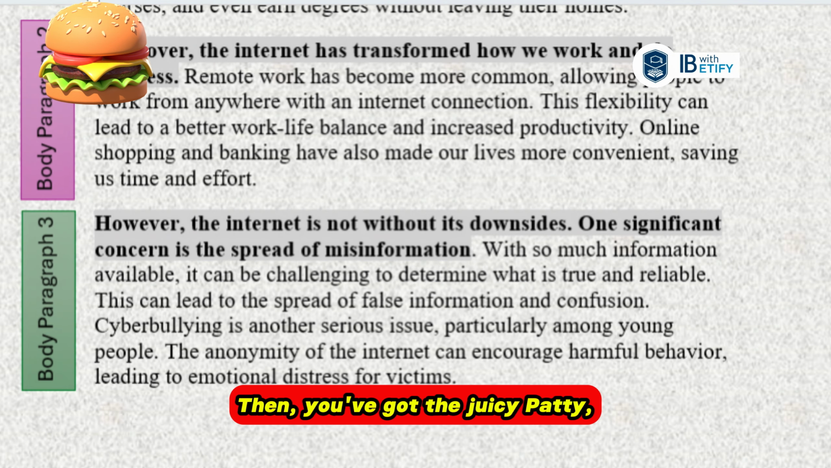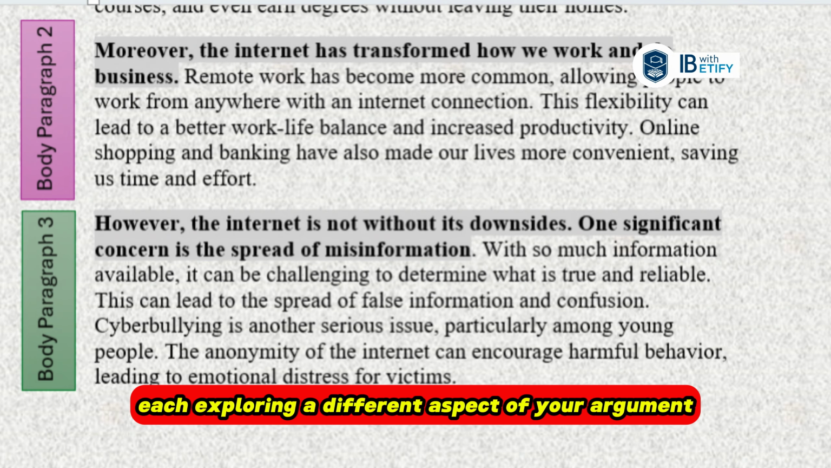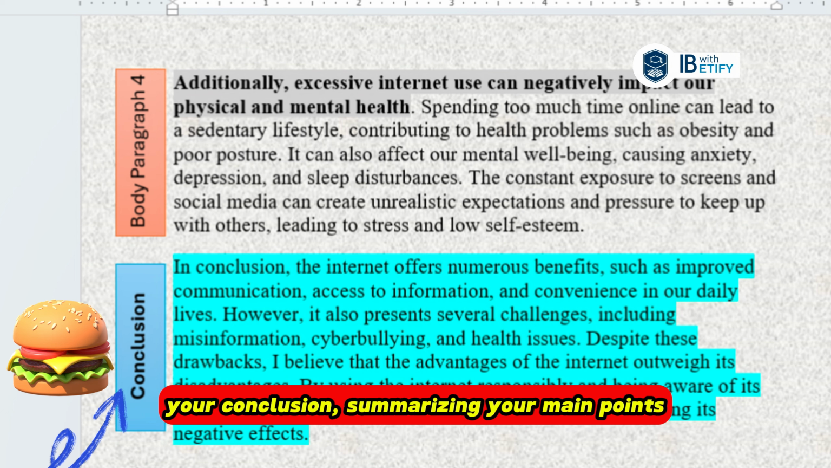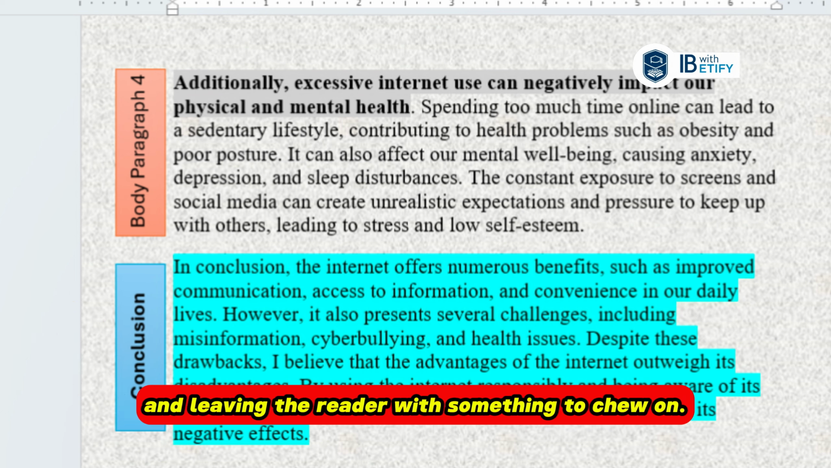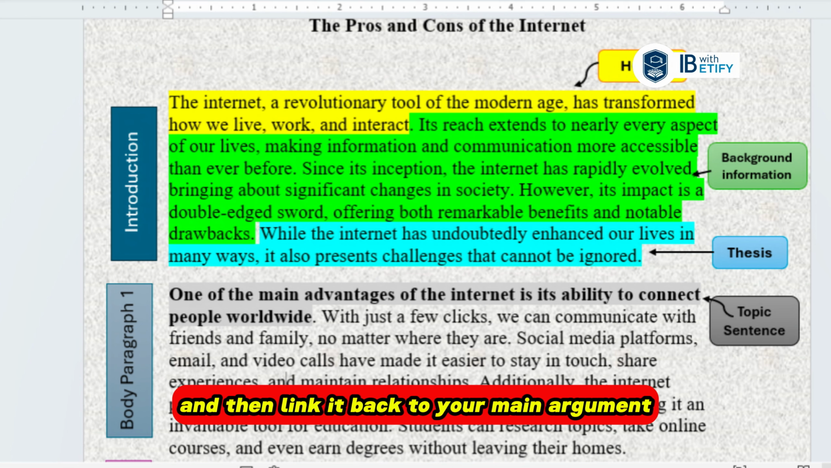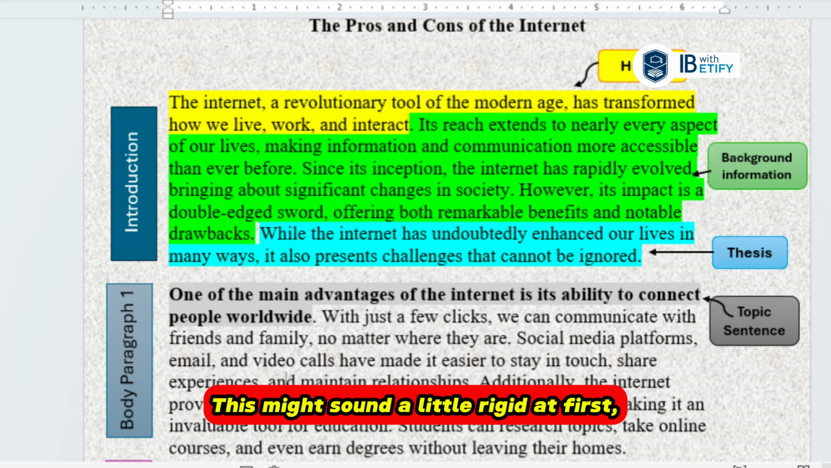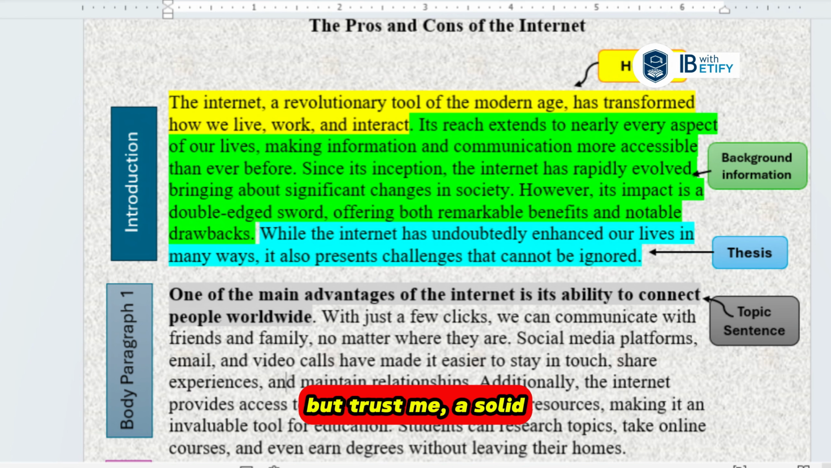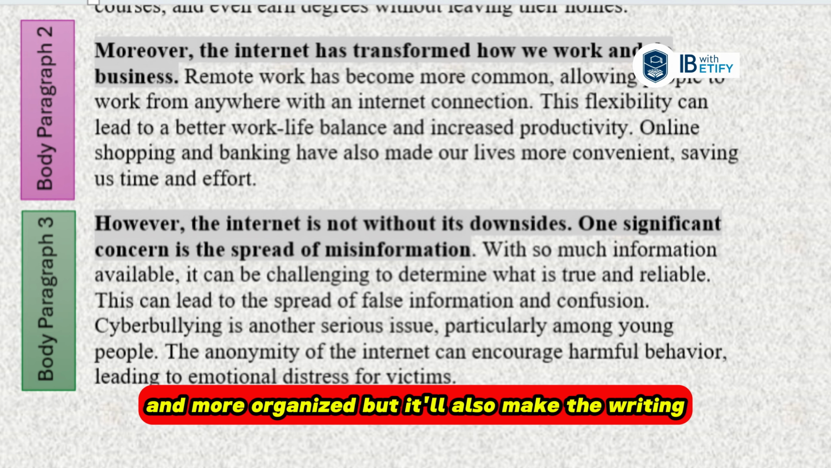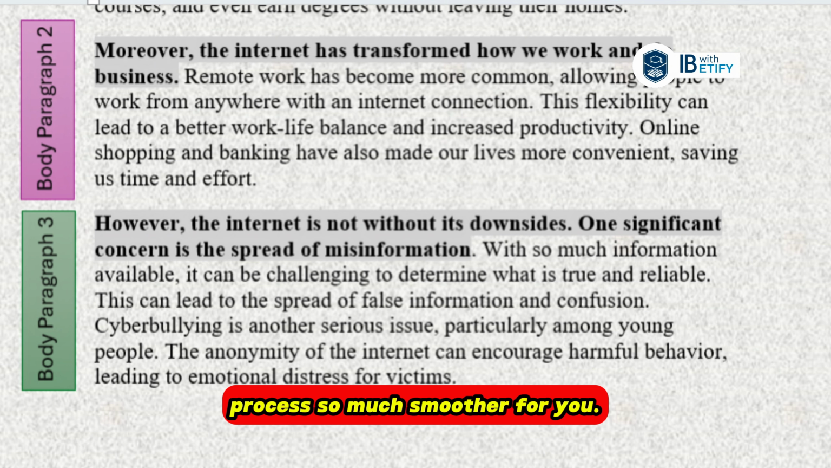Then you've got the juicy patty, your body paragraphs, each exploring a different aspect of your argument with evidence and examples. And finally, you've got the bottom bun, your conclusion, summarizing your main points and leaving the reader with something to chew on. Now, within each body paragraph, stick to a clear structure too. Start with a topic sentence, provide supporting evidence, and then link it back to your main argument. This might sound a little rigid at first, but trust me, a solid essay structure will not only make your writing clearer and more organized, but it'll also make the writing process so much smoother for you.